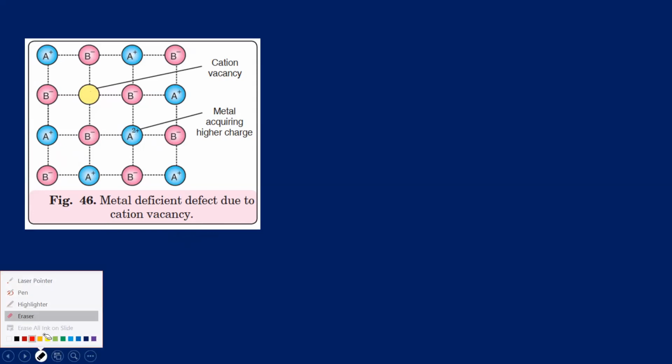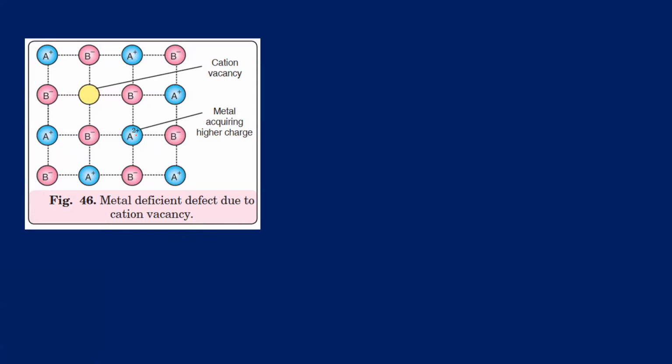Then what can we do? We can increase the positive charge in some nearby or adjacent cation. So this is now A2 positive. It should have been A positive, but it has this extra positive charge to compensate for the cation that would have been present here. So we are balancing this by increasing the charge on some nearby cation. Do you understand now why you have A2 positive? Yes, A2 positive to balance it out.